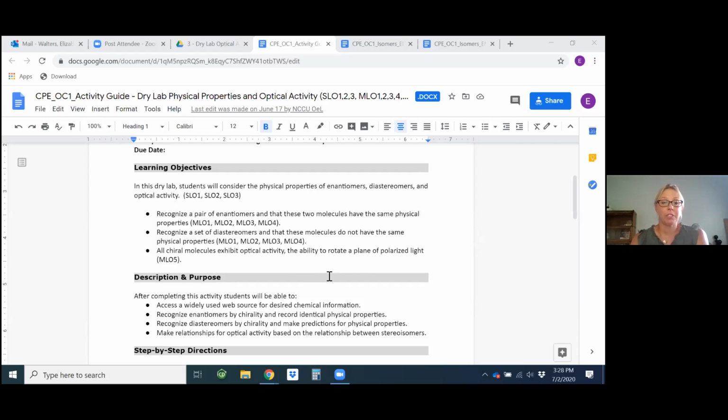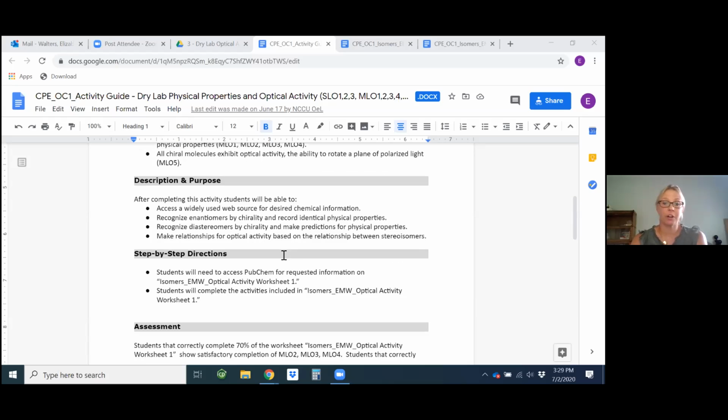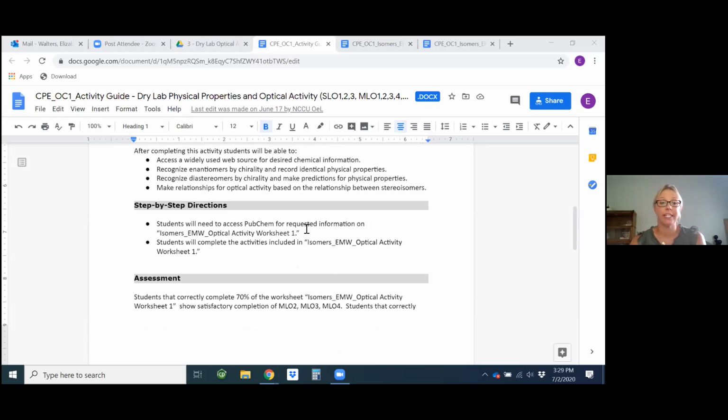And as it's a lab, one of the things that I wanted to have the students practice is utilizing widely used and reputable web sources in order to look up desired chemical information. The molecules I've chosen aren't particularly hard to find, but I would encourage our students to use proper citations and proper websites. Students are asked simply to complete a single activity worksheet and access PubChem, that's one source, but they could use others.